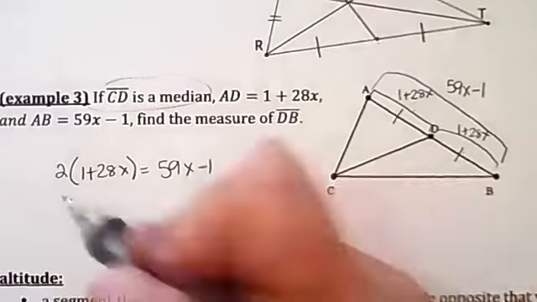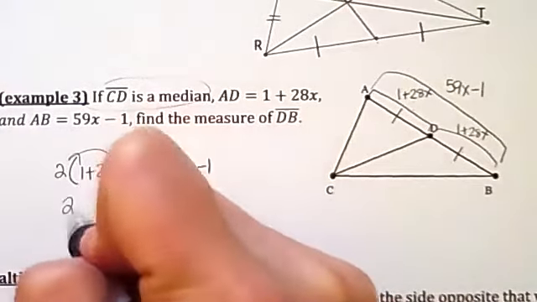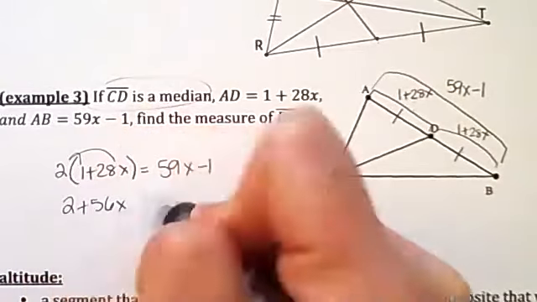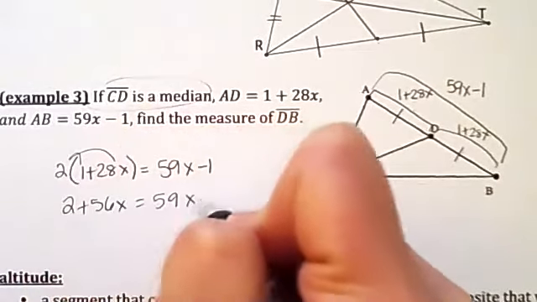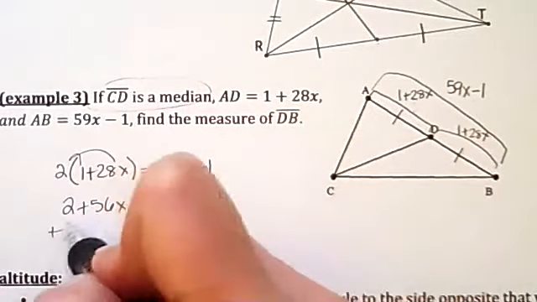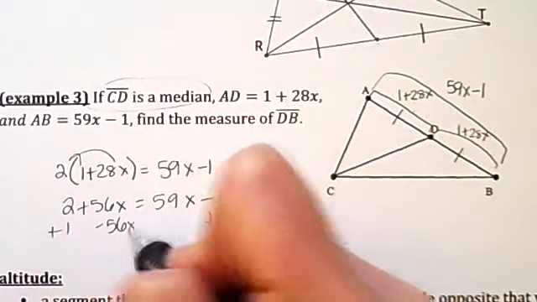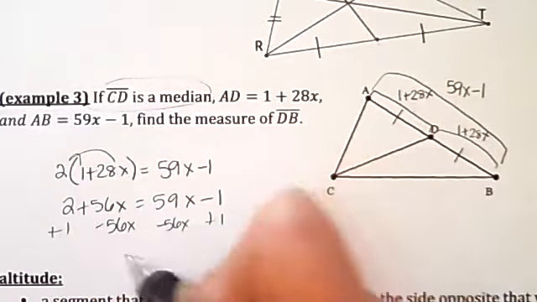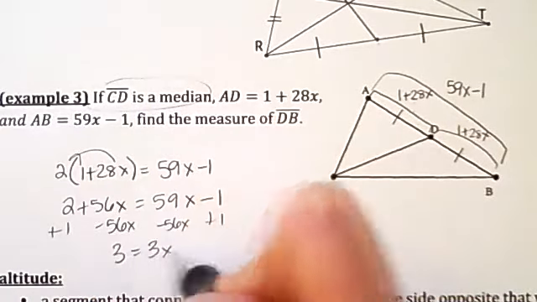So make sure that when you're doing your practice that you're paying attention to which parts you're given. So I'm going to distribute this. So it's going to be 2 plus 56x equals 59x minus 1. Let's add 1, subtract 56x. So it's going to be 3 equals 3x, so x is 1.